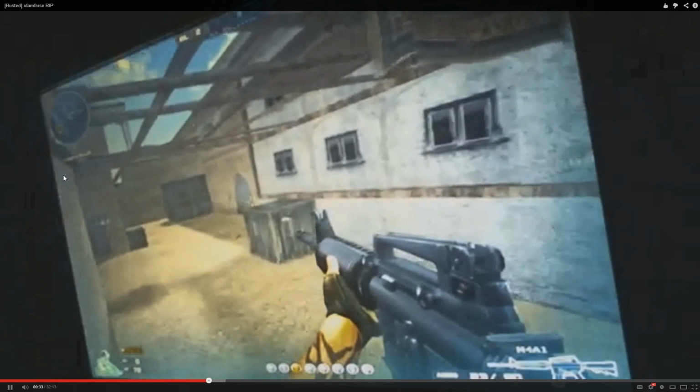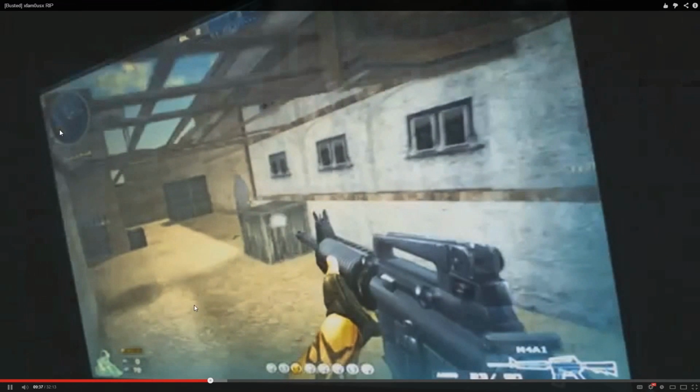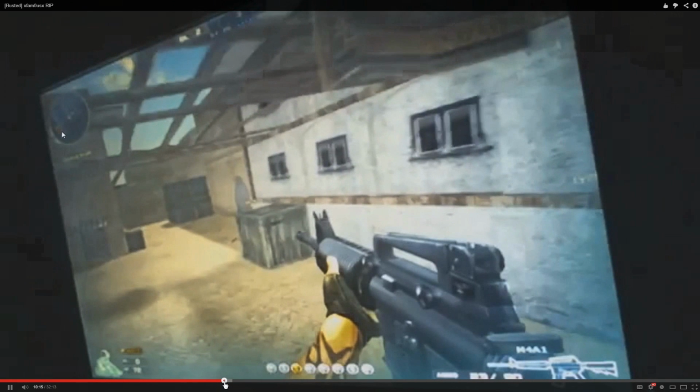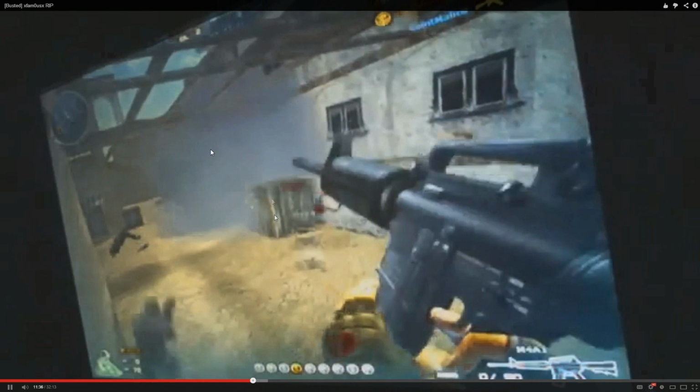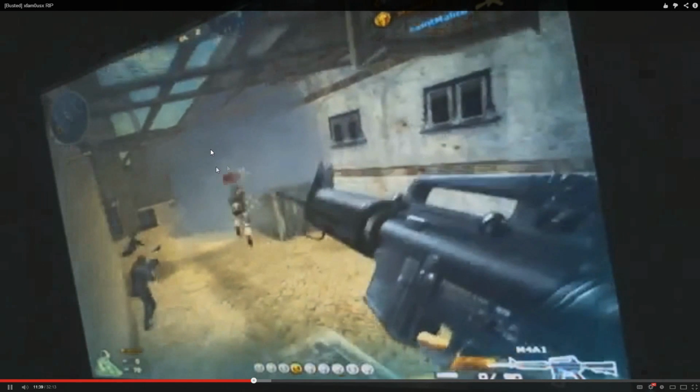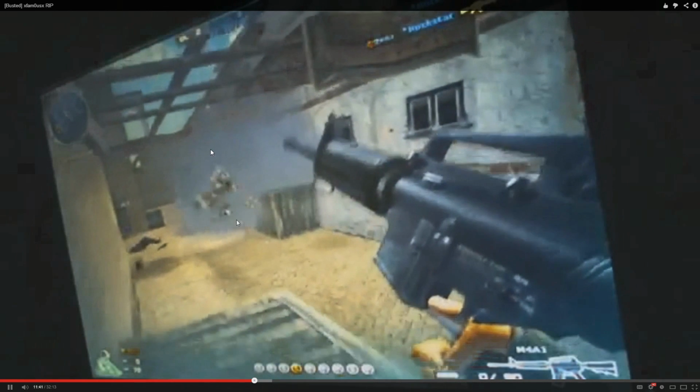Okay, see? There they are. Alright, and pay attention. The bomb carrier right there. Watch him die. Bomb drops right there.